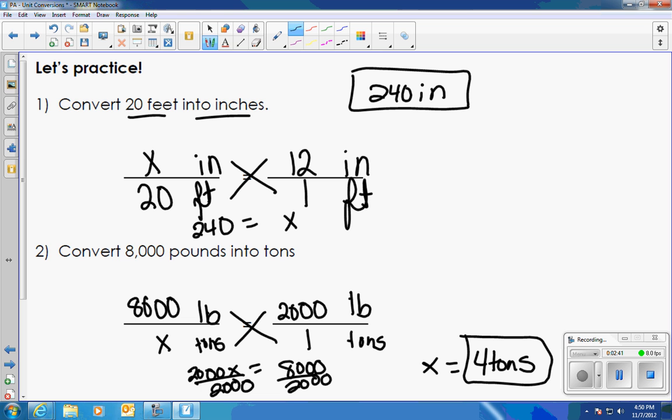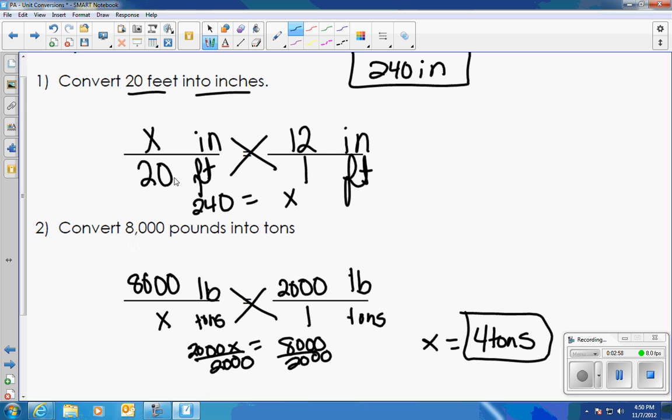Now again, many of you may have just realized, oh, if I divide 8,000 by 2,000, that's 4 tons, done. And many of you may have realized that, oh, if I have 20 feet and there's 12 inches in every foot, I might just have to multiply. And that's fine as well. It's just that sometimes you might need to set up a proportion to figure out which one you should do.